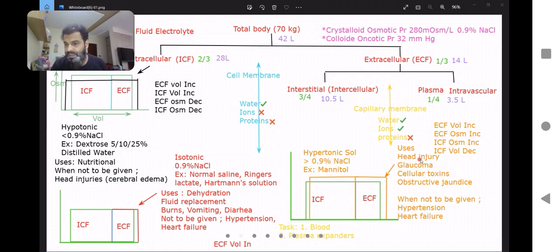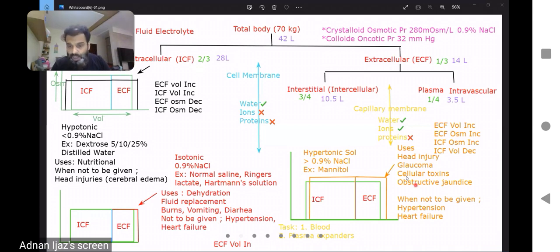So we gave it in that case when we were not giving this solution, this black one. We gave it in head injury. Glaucoma is an increased pressure of aqueous humor in the eye. Cellular toxin, such a toxin which is inside the cell, we just wash out the cell. Obstructive jaundice, when bilirubin is present inside the cells, we just take it out. In all of these cases, we are just washing the cells and moving the water from inside the cells outside into the blood. And when the blood volume will increase, this extra water will be lost through the urine.